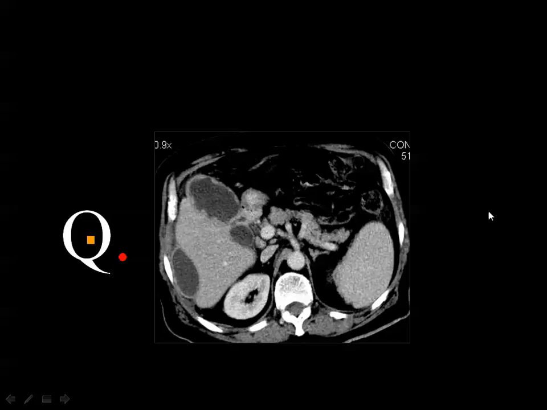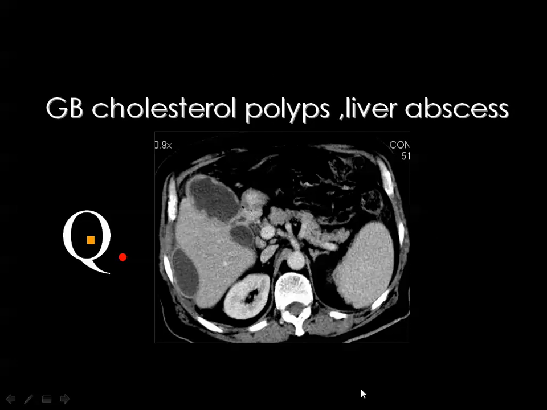Then contrast enhanced CT scan of the abdomen, and you see multiple subcapsular and other lesions showing marginal enhancement, diagnostic of abscesses. And then do you see the gallbladder cholesterol polyps? These are the abscesses, and this is the gallbladder with a thickened wall, and maybe these are the cholesterol polyps.